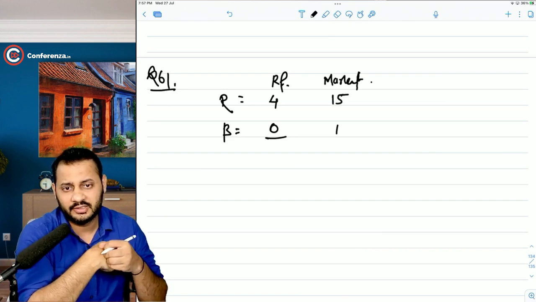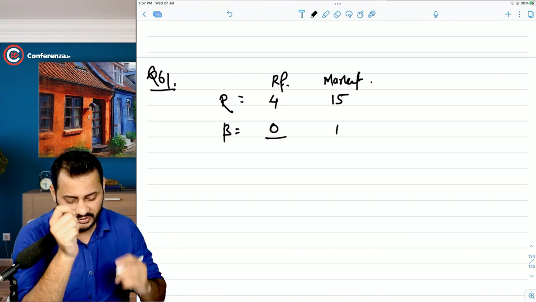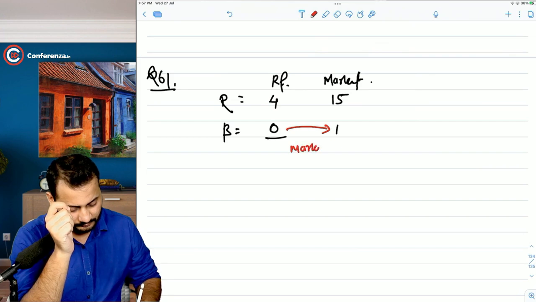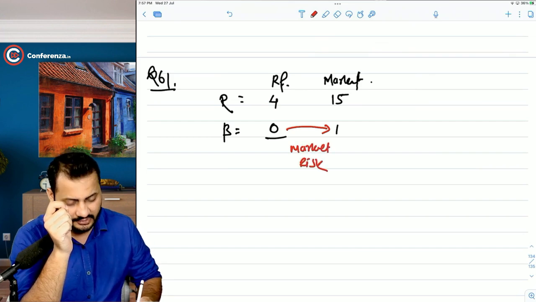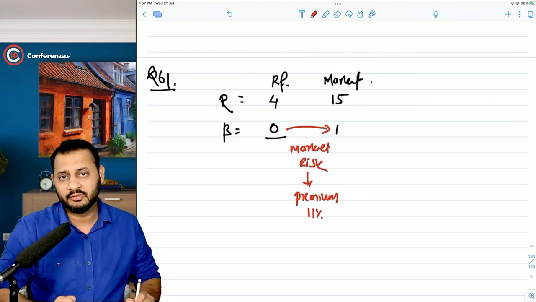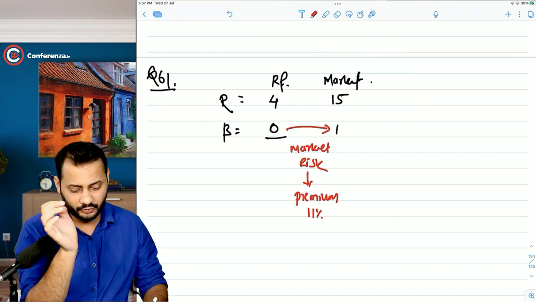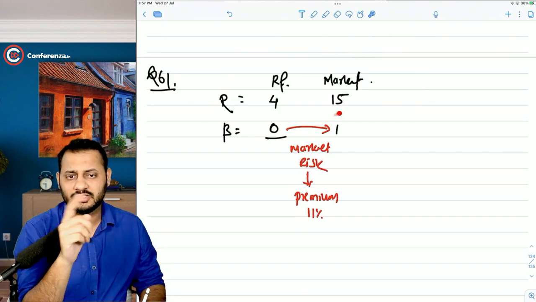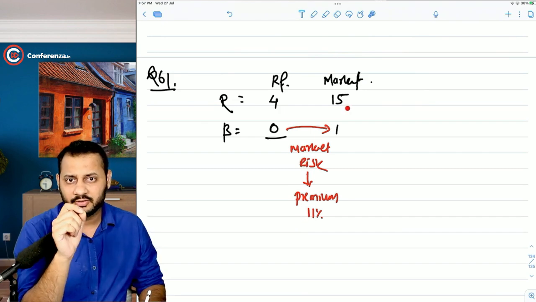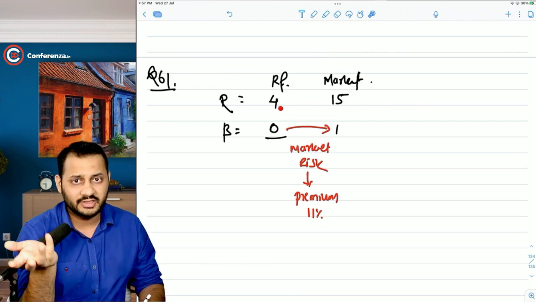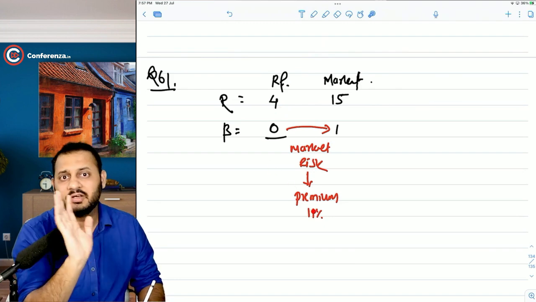Okay. So can I say that for taking the market risk, the risk here will be called the market risk, and the premium will be this much. The premium will be 11%. This is the 11% return for the market risk. If I ask you the return for the market risk, that is only 11%. That's not 15%, because 15% includes the returns for the market risk as well as the return for no risk. Return for no risk is 4% and the return for market risk is 11%.